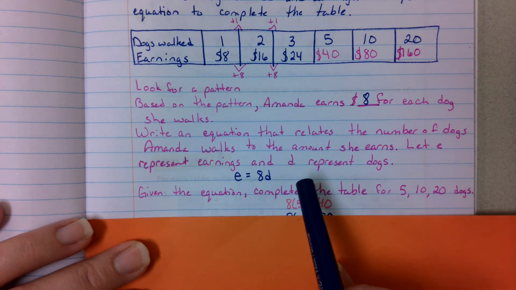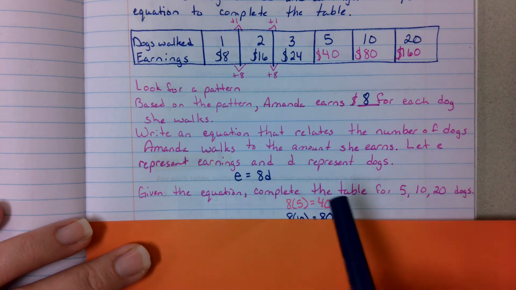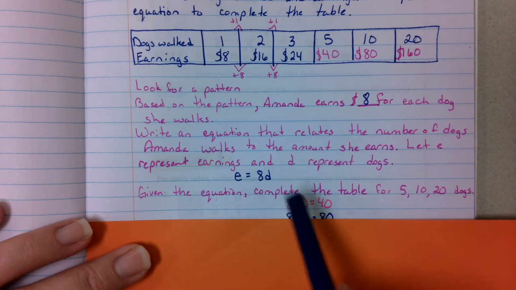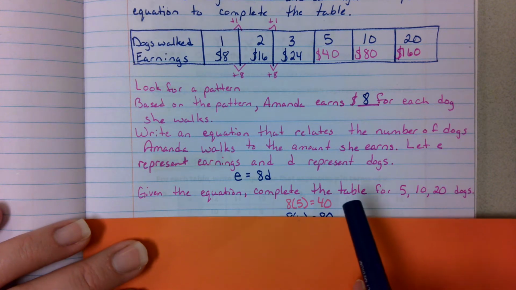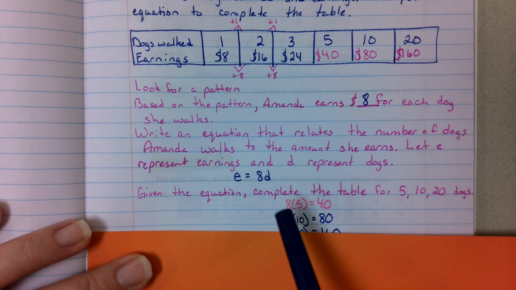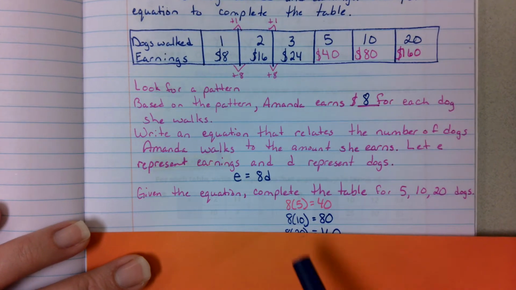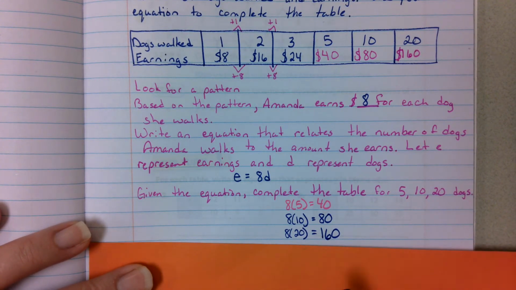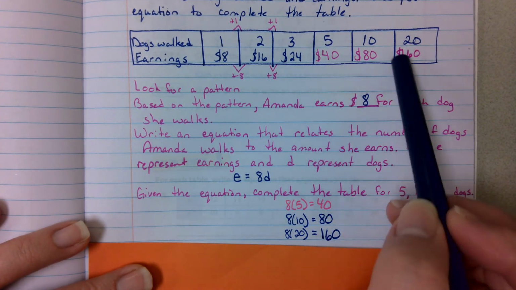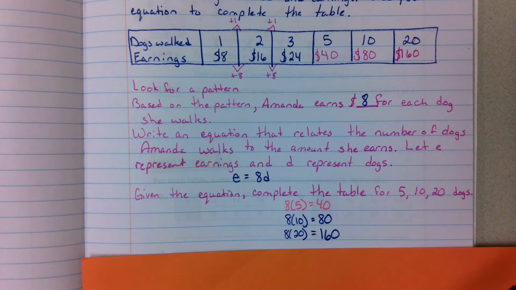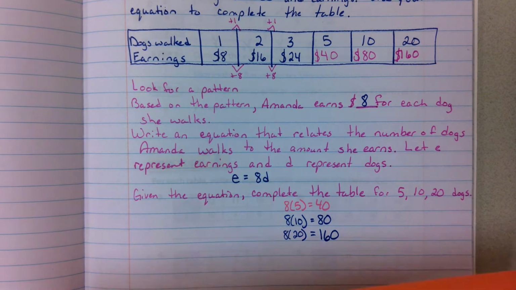So I input 8 times 5, so 8 times 5 is 40. And then I've got 10, so 8 times 10, 80. And then 8 times 20 is 160. So then I completed the table, and I was able to determine how much she earns for walking 5 dogs, 10 dogs, and 20 dogs.